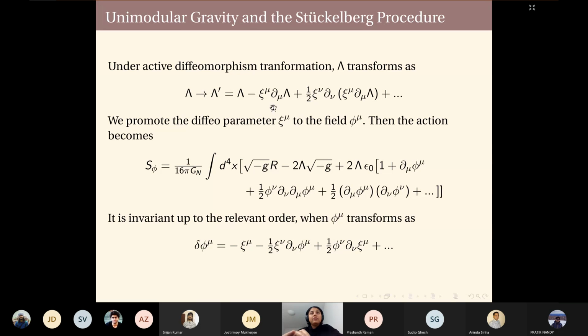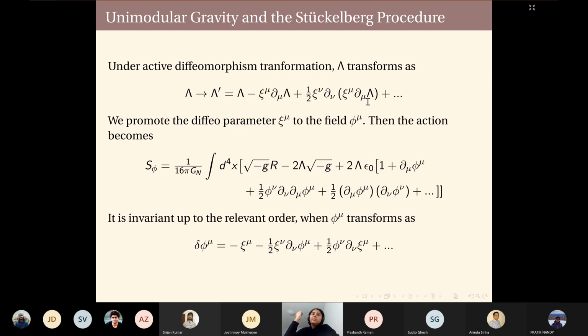The field lambda transforms under active diffeomorphism transformations like this. Here, xi mu is a transformation parameter. These are infinitesimal transformations where I've only shown the first few terms. And when this field lambda transforms like this, in the action all of these terms are the extra terms which are not present in the action before the transformation, and so they are breaking the symmetry.